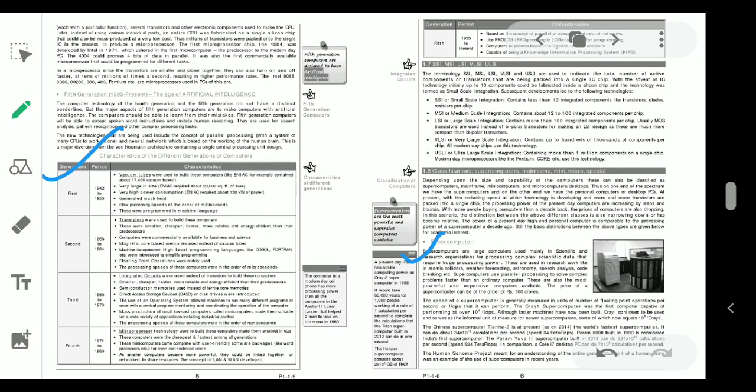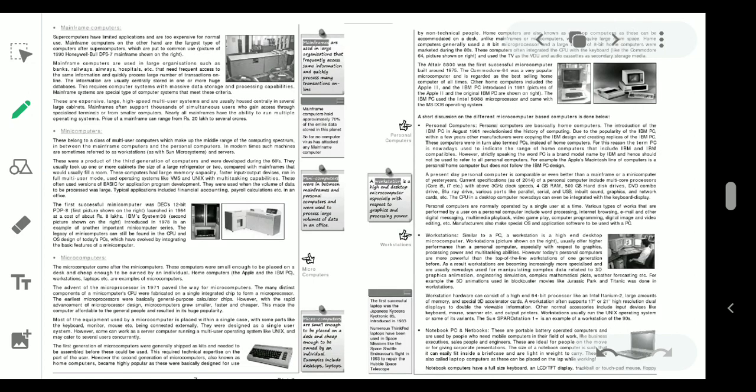Now we come to the mainframe computer. Supercomputers have limited application and are too expensive for normal use, but mainframe computers, on the other hand, are a large type of computer after the supercomputers. Mainframe computers are used in large organizations such as banks, railways, airways, and hospitals that need frequent access to the same information stored in it, because it acts like a huge database, or you can say the server.